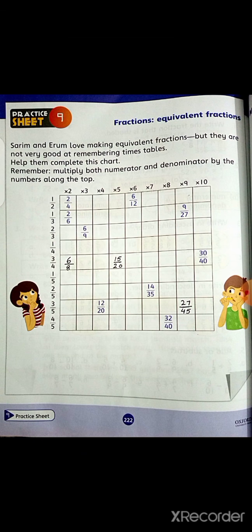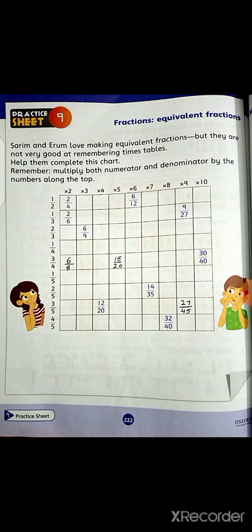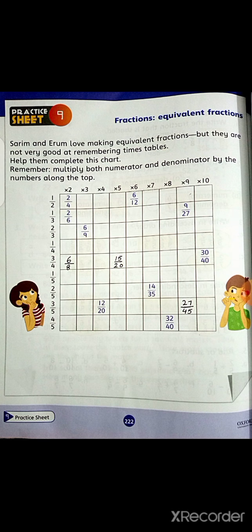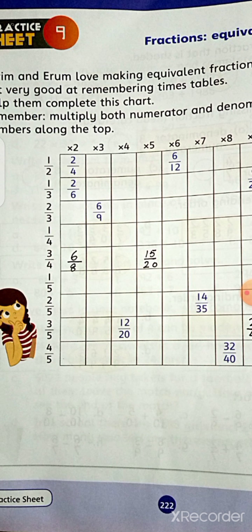3 over 4 multiplied by 2. 3 times 2 is 6, 4 times 2 is 8. So equivalent fraction of 3 over 4 is 6 over 8. If you multiply 3 over 4 by 5, remember you have to multiply both numerator and denominator. 3 fives are 15, 4 fives are 20. So you have to fill all the boxes on your book.